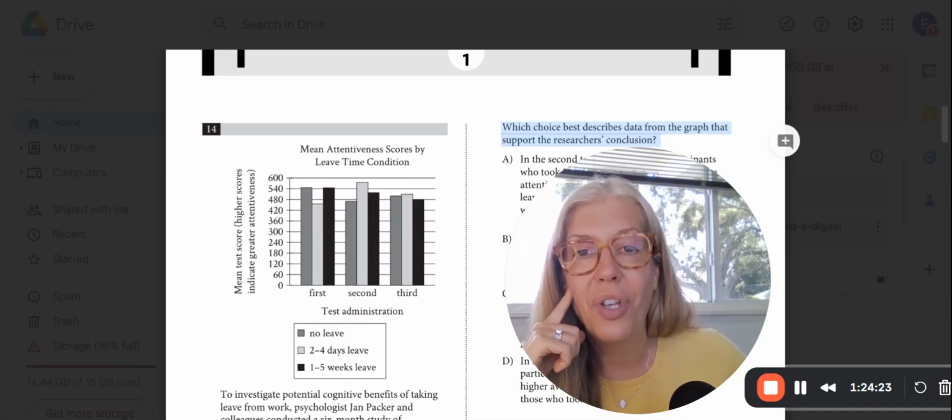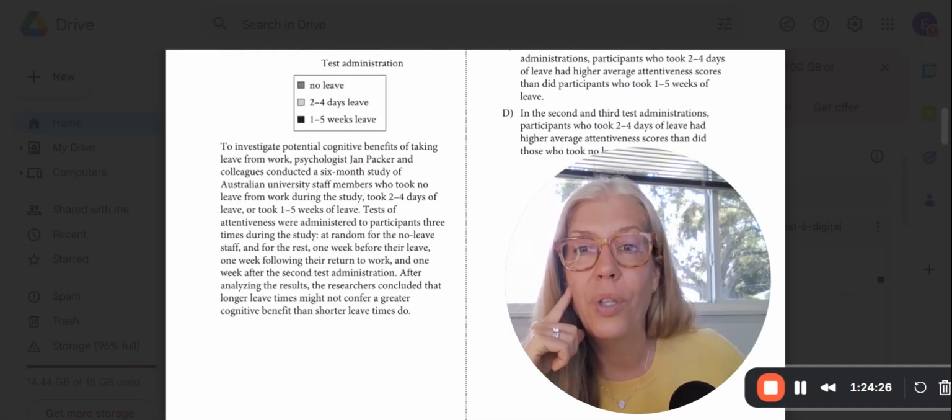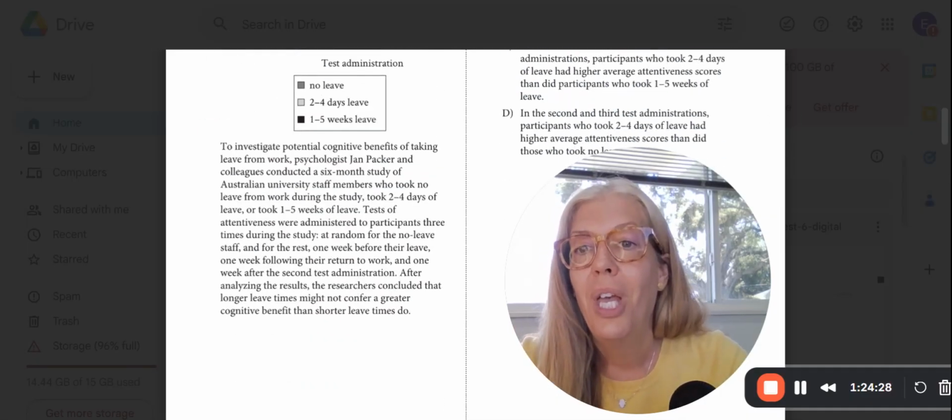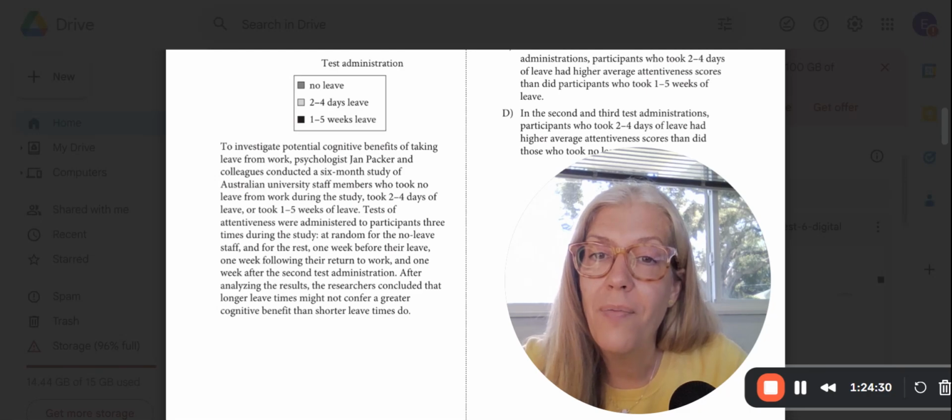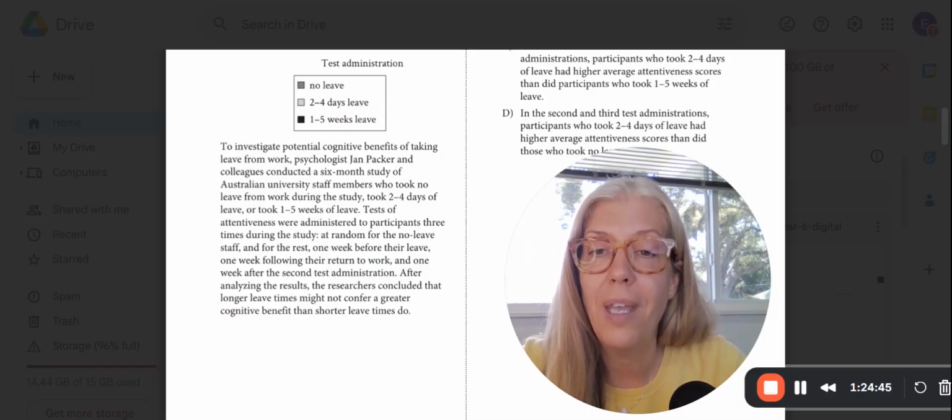That support the researcher's conclusion. So we're going to read for the researcher's conclusion. To investigate potential cognitive benefits of taking leave from work, psychologist Jan Packer and colleagues conducted a 6-month study of Australian university staff members who took no leave from work during the study, took 2 to 4 days of leave, or took 1 to 5 weeks of leave.